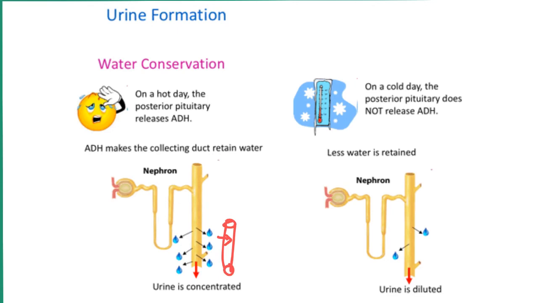Alternatively, on a cold day, the posterior pituitary does not release as much ADH. So the collecting duct and the DCT are less permeable to water. As a result, less water enters the capillary, and so the urine that is produced is more dilute.